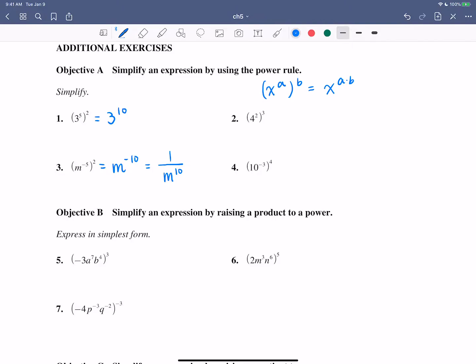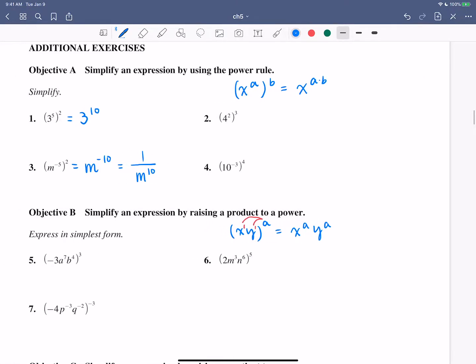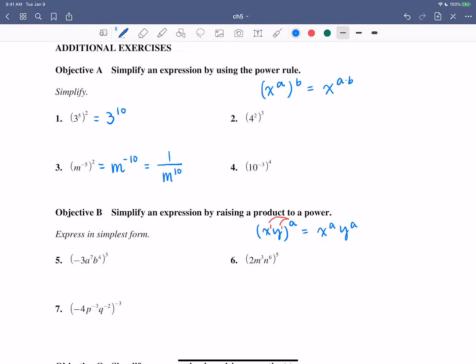Objective B. Simplify an expression by raising a product to a power. Let's say we have a product x times y, and we're raising it to the power of a. You simply distribute this power into each factor inside and multiply the exponents. The two factors inside, both of them have an exponent of 1. So if you expand it, it's going to give you x to the 8th and y to the 8th. If you have a non-1 exponent inside, then you simply multiply that exponent by the exponent outside. Let's look at some examples to illustrate this.